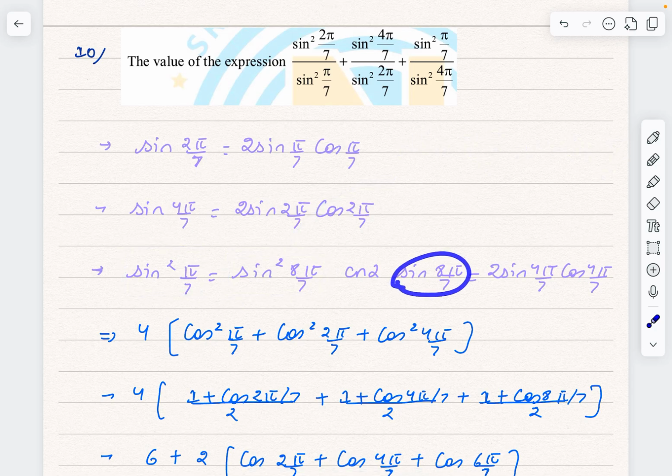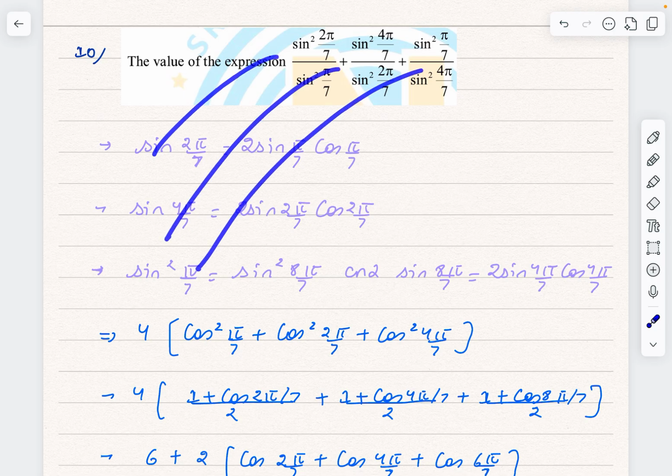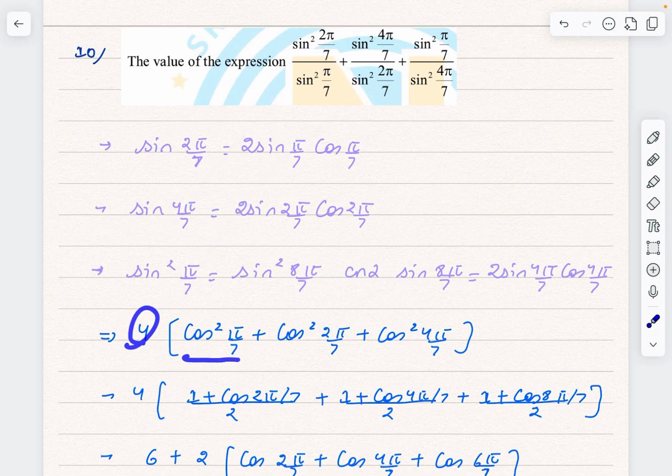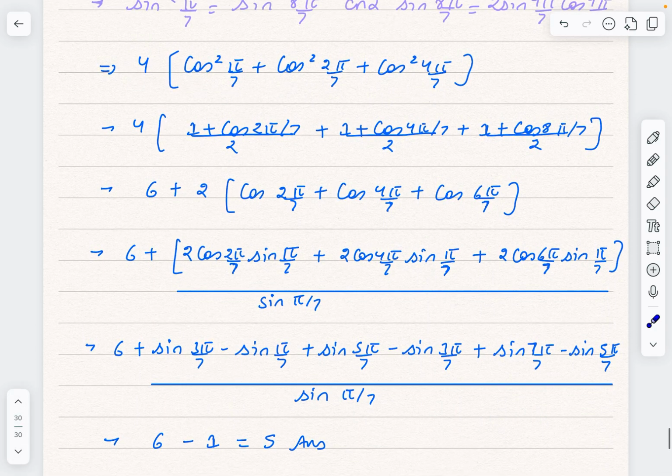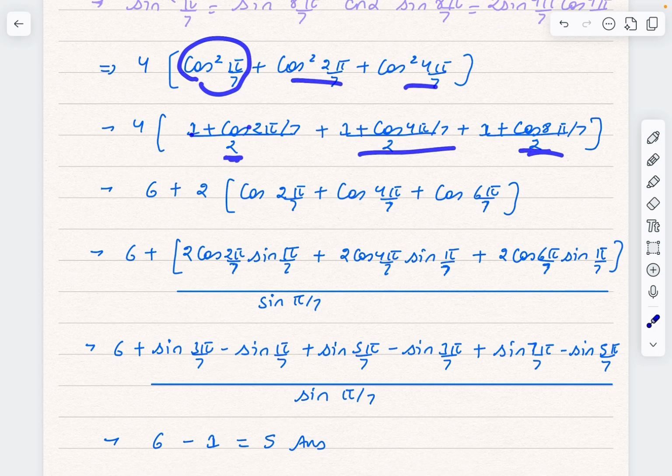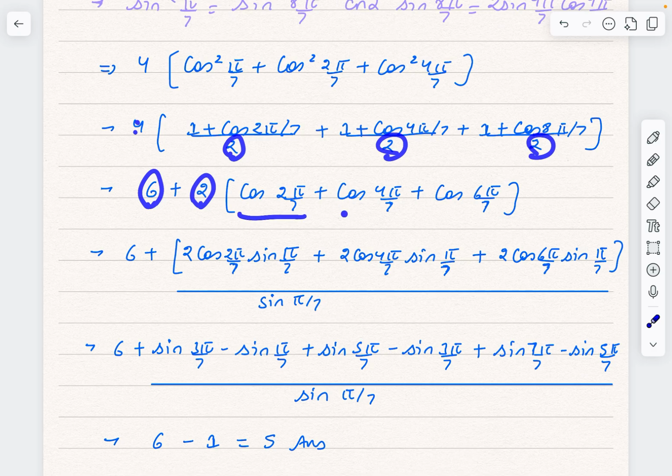And sine 8 pi by 7 will become 2 sine 4 pi by 7 cos 4 pi by 7. When you use that here, we'll end up with 4 times cos square pi by 7 plus cos square 2 pi by 7 plus cos square 4 pi by 7. Again, we can write cos square theta as (1 plus cos 2 theta) by 2, same for all of them. Now this 1 by 2, 1 by 2, 1 by 2 outside, you get 3 by 2. 3 by 2 into 4 will become 6. And again this 2, 2, 2, with 4 you get 2 times cos 2 pi by 7, cos 4 pi by 7, here will be cos 8 pi by 7.